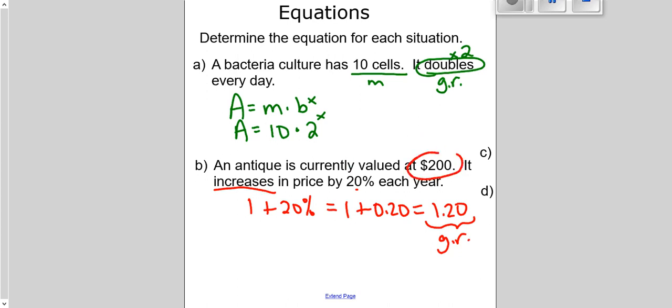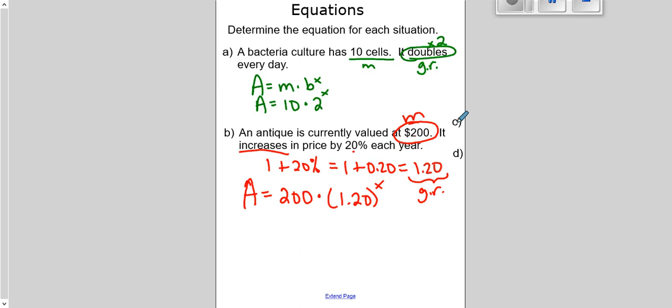This 200 is my M value. So that's where we're starting at. So A equals my original, which is 200, times my growth rate, 1.20, to the exponent x. Okay, so that's how you write it. If you're talking about something that's increasing in price, you go 1 plus the percentage. If you were talking about something decreasing in price, you go 1 minus the percentage. And we'll see that a little bit later on.